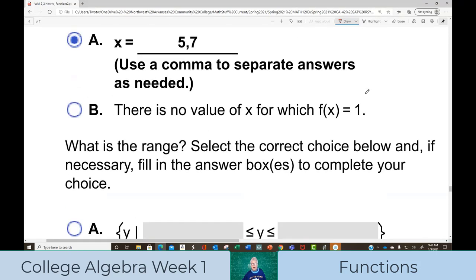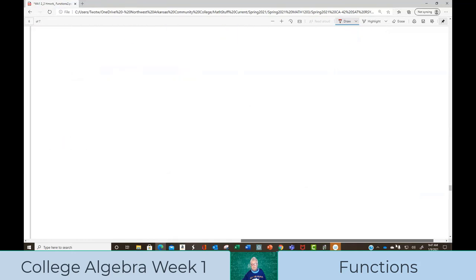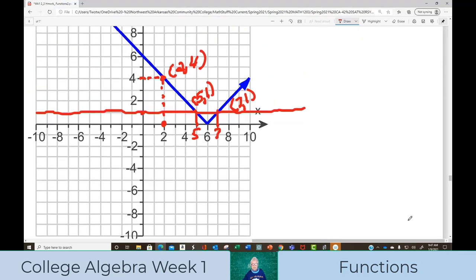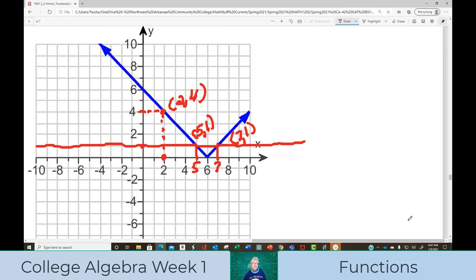And what is the range it's asking? Aha! Now, this graph does not go down forever. It only goes down as far as the x-axis, and then it starts going back up. So the part of the y-axis that is the source for all the y-coordinates of all the points on the graph, the range, starts at y equals 0, which is what the x-axis is, and then goes up forever.